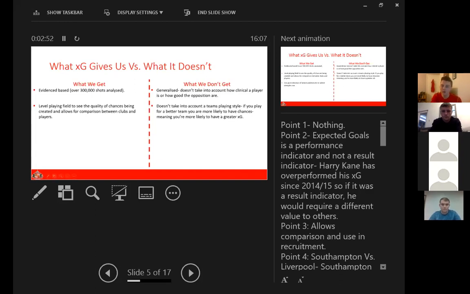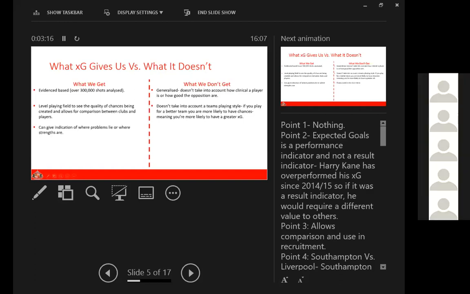It doesn't take into account a team's playing style. If you play for a better team, you're more likely to get more shots and have chances in higher XG areas, so that might make your XG look higher. So if you're looking at players' XG, comparing it to others, it might be looking at playing style, so possession percentages and stuff, comparing that with other factors.